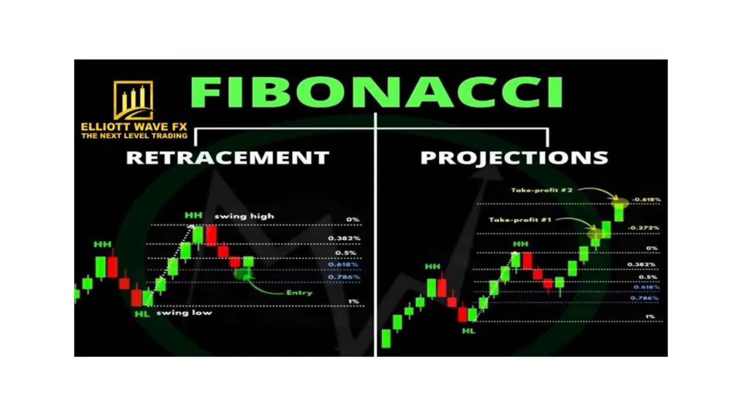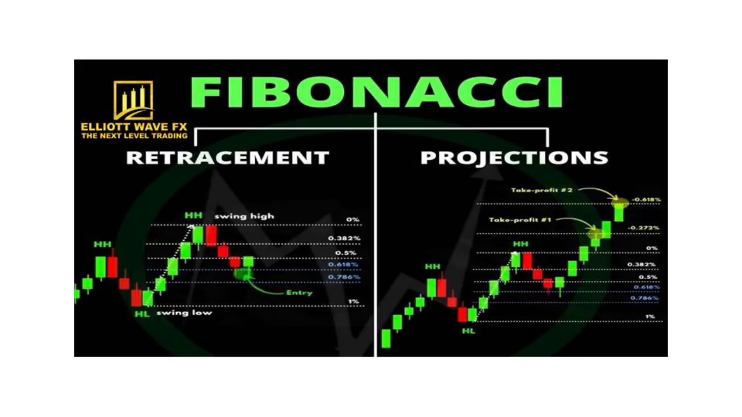Watch the pullback. Price often reacts at 38.2% or 61.8%. Look for price action signals like pin bars, engulfing candles, or a bounce off a moving average before entering long. Set stops and targets. Place a stop loss a few pips beyond the next lower retracement or recent swing low and use extensions or previous highs for take profit.